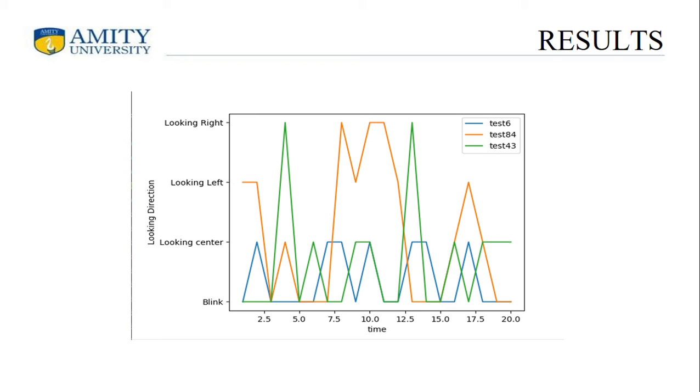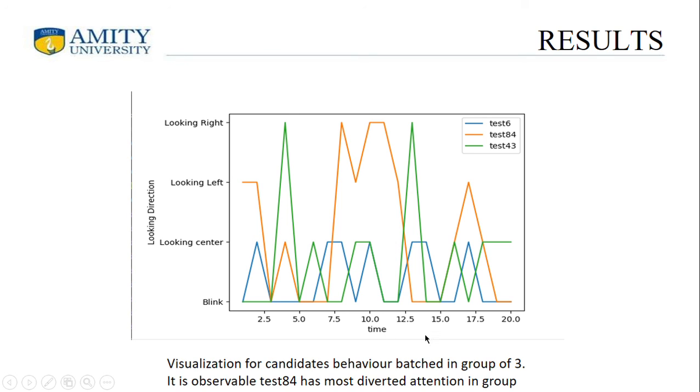These are the results. We can see that in test 84, the orange candidate looks at the center of the screen only once in the whole 20 duration. So it's intuitive that his attention is diverted from the entire group. The blue one is looking most of the time, and the green one is also looking for the maximum of the time.